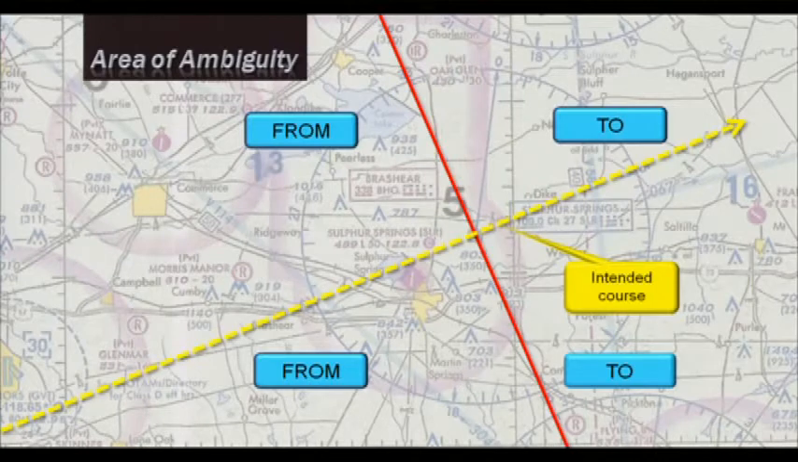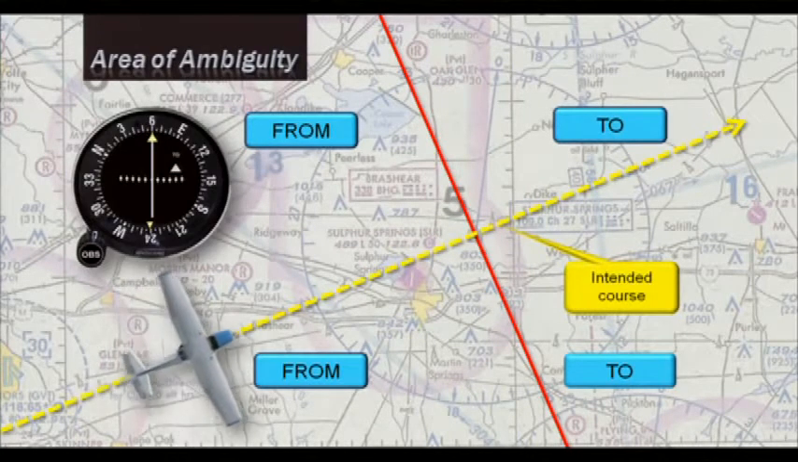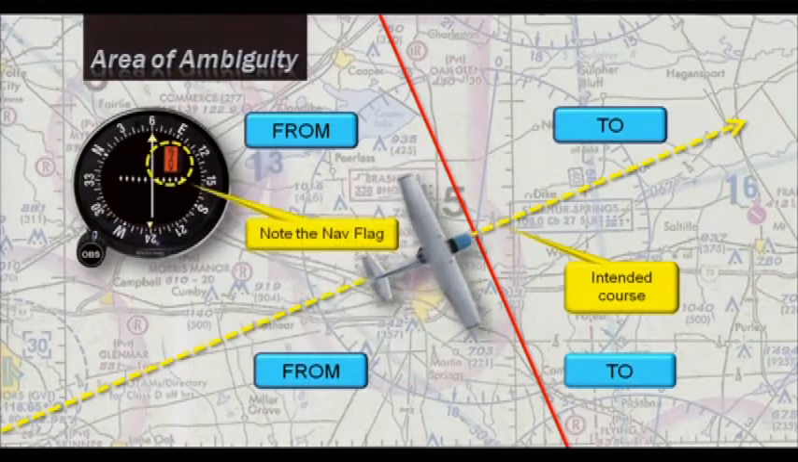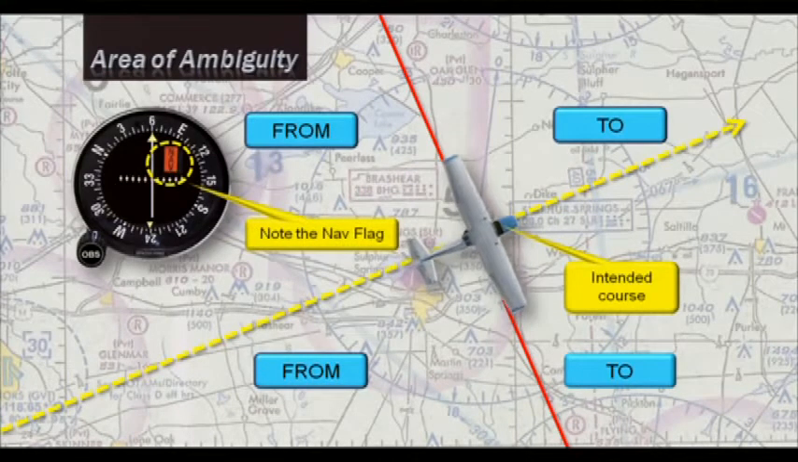Note as we fly directly over the VOR, the signal becomes unreliable or ambiguous. When approaching a VOR ground station, the CDI needle will become more and more sensitive and may deflect from side to side. Let's run the animation again.